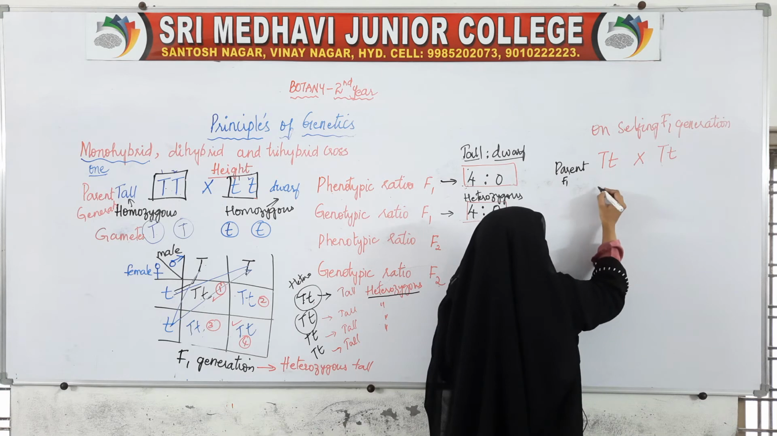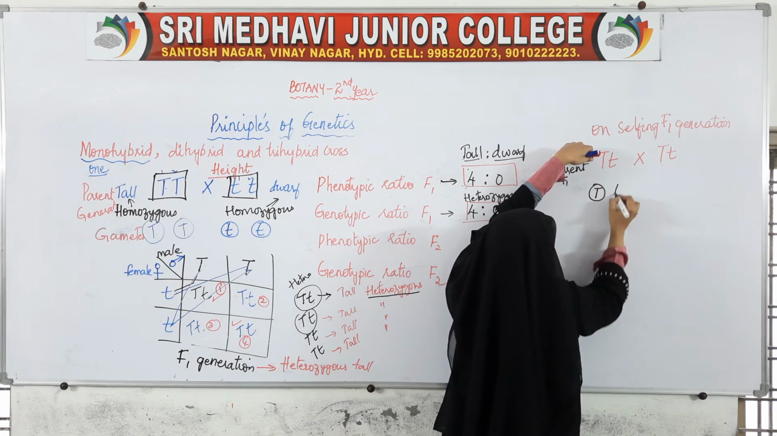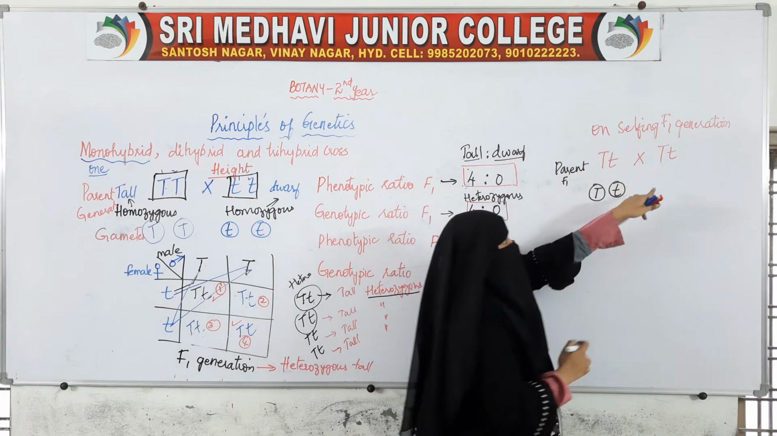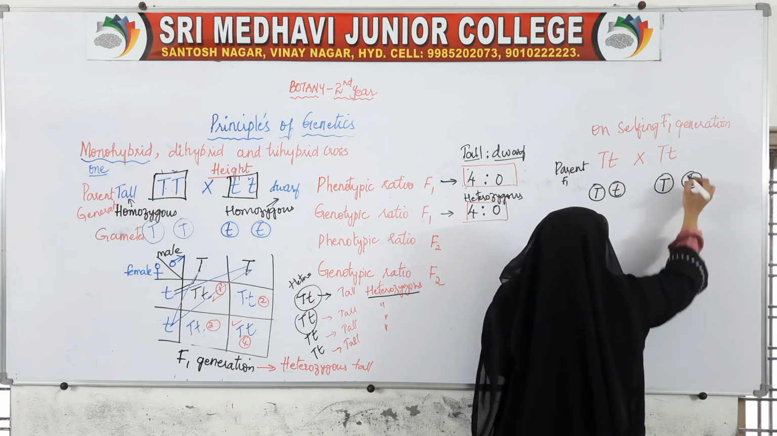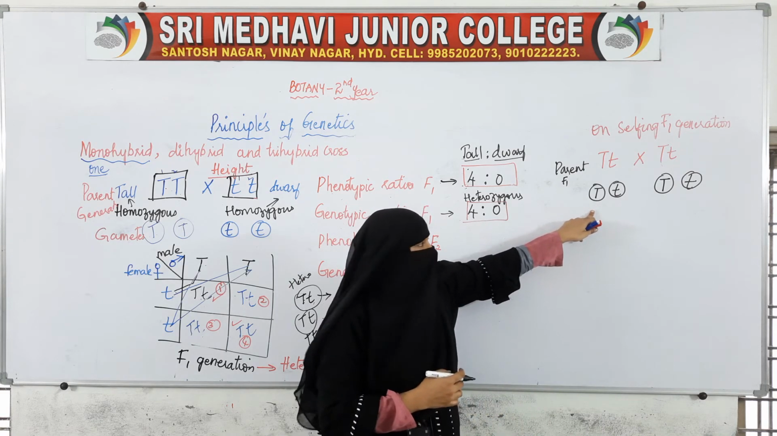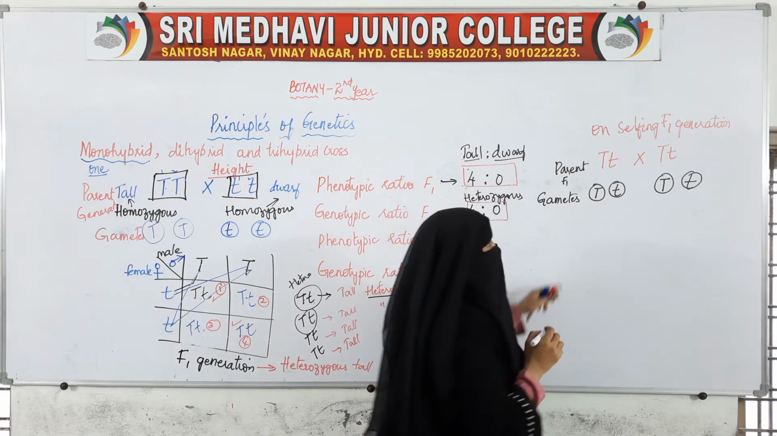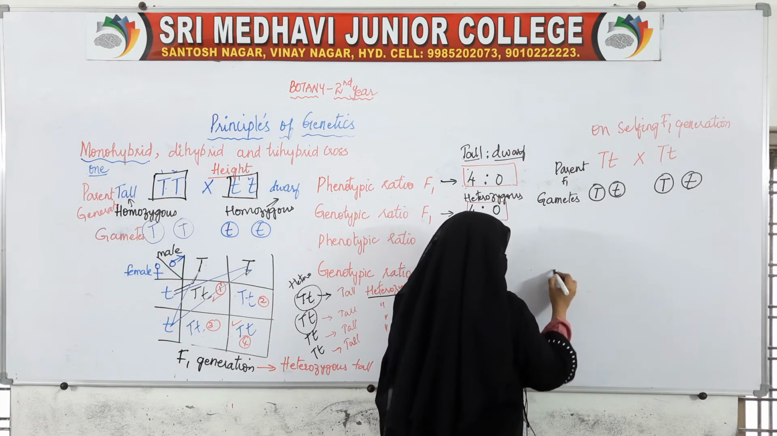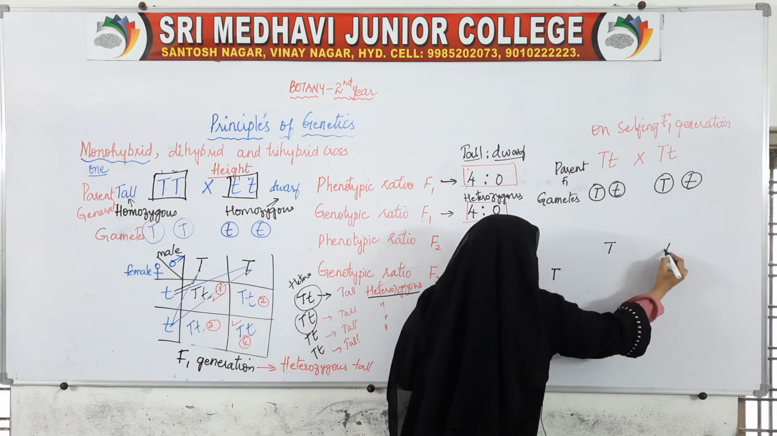Now gametes, so this is the gene, this is one gamete and this is another gamete for this one. Here if we take this one, this is one gamete and this is another gamete. Both of them were together, now both of them are separated. So these are the gametes. Now we will make the Punnett square for the F2 generation. So these two will be taken on one side and these two on another side.